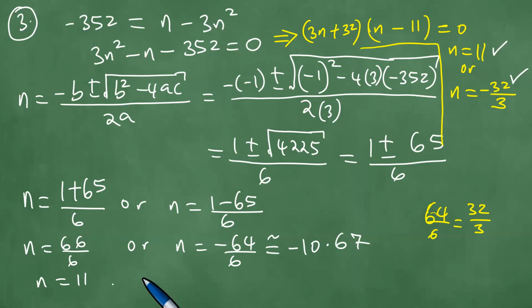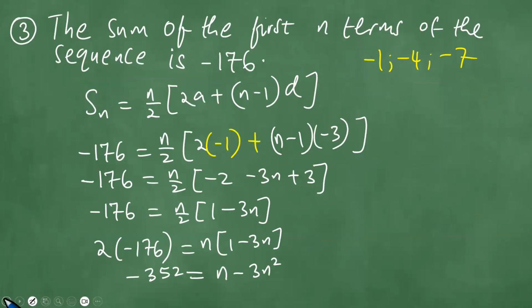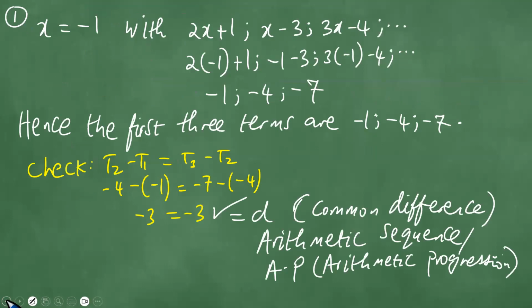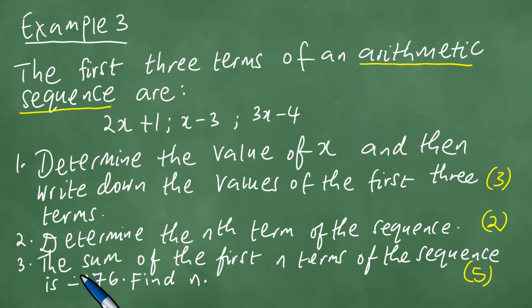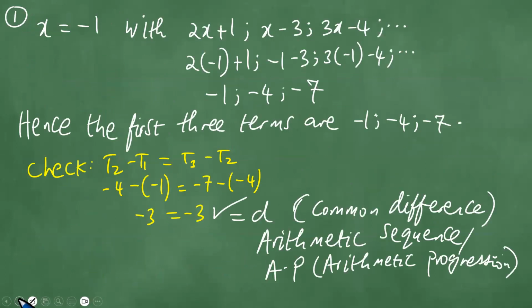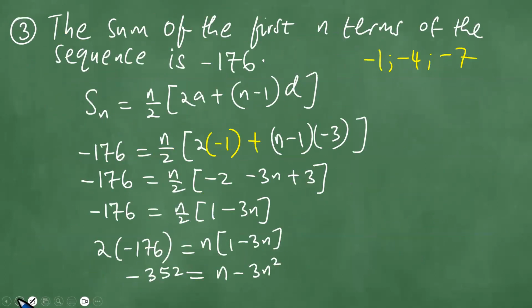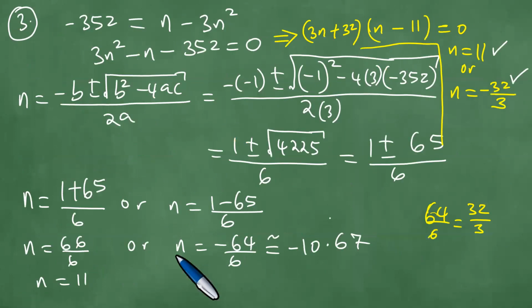All right. So obviously the question was that the sum of the first n terms of the sequence is minus 176, find n. Okay, n is the number of terms and the number of terms cannot be negative. So one of them is negative and the other one is positive. So this negative one is not applicable.